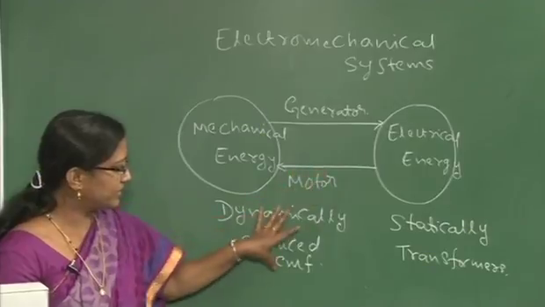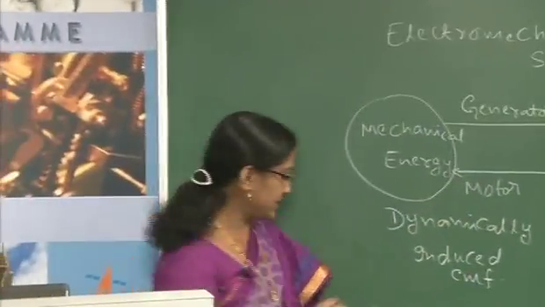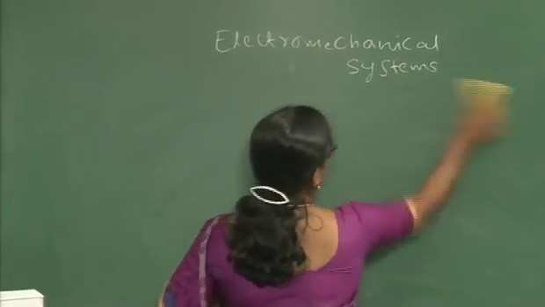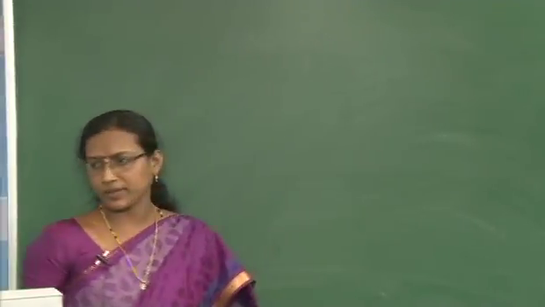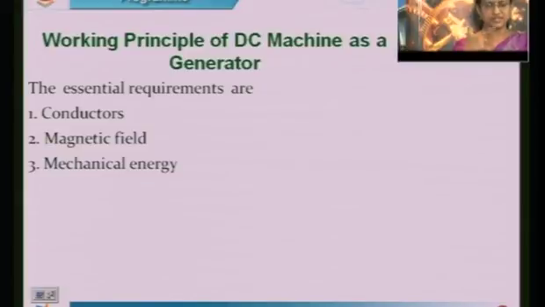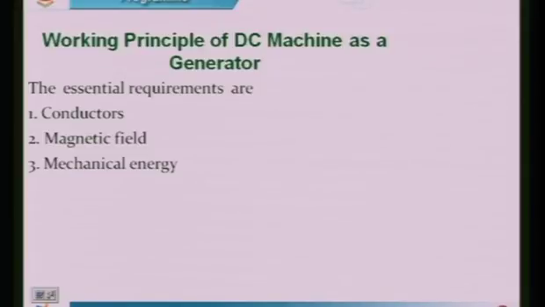by considering the concept of the minimum requirements to generate the induced EMF, and also the working principle of the DC machine as a motor and as a generator. The construction principle of generator and motor are the same. Only thing is, we use Fleming's right hand rule for generator and Fleming's left hand rule for motor. The essential requirements are conductors, magnetic field and mechanical energy.